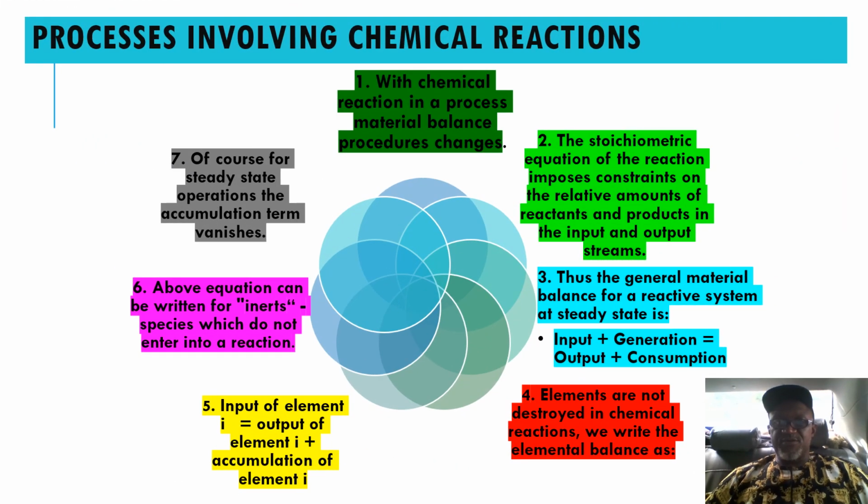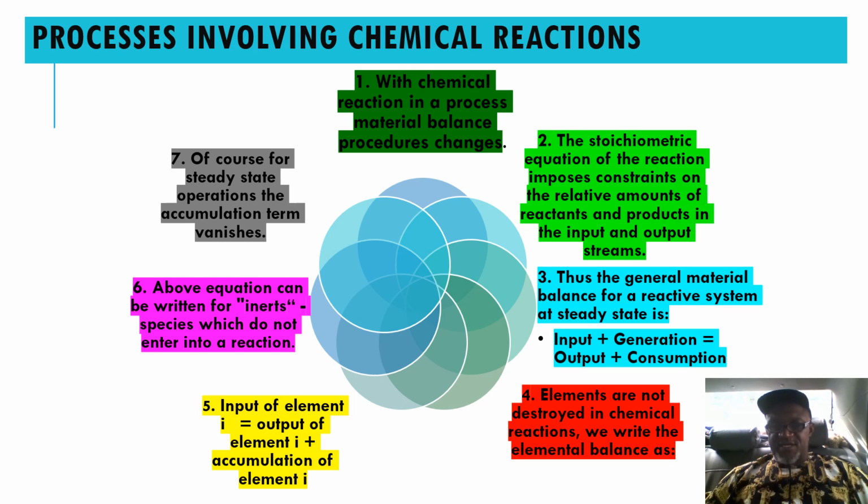Processes involving chemical reactions. With chemical reaction in a process, material balance procedures will change. The stoichiometric equation of the reaction imposes constraints on the relative amounts of reactants and products in the input and output streams. Now there will be a chemical reaction, so the stoichiometry of the reaction will come in. Thus, the general material balance for a reactive system at steady state is given as input plus generation equals output plus consumption.